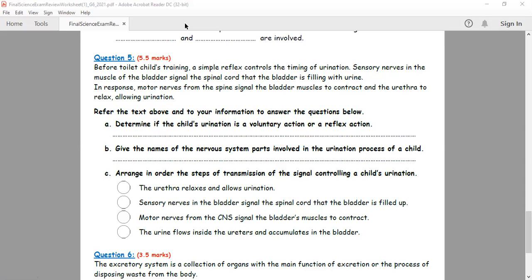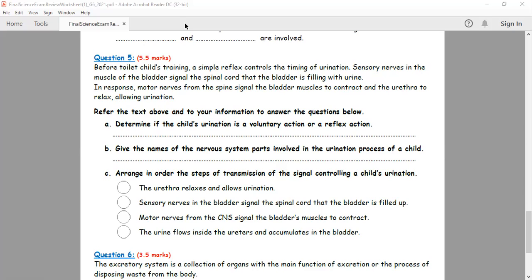Okay, as a result, the spinal cord sends a message through the motor nerves to the muscles in the bladder, asking it to contract and to urinate. Okay, as simple as that. Again, the children cannot control their urination. They pee without thinking of it. For this reason, they wear diapers. They need to train. They need to develop their nervous system to control this process.